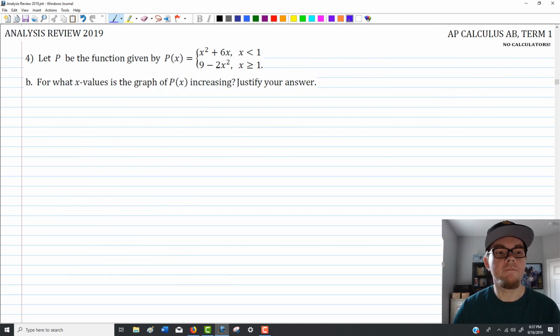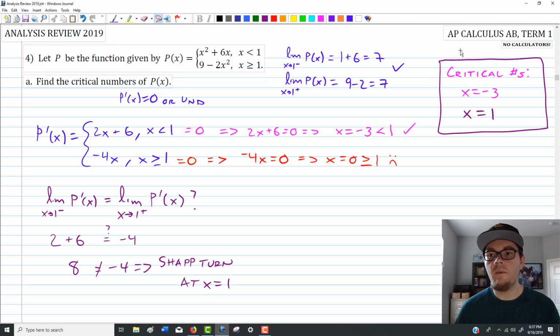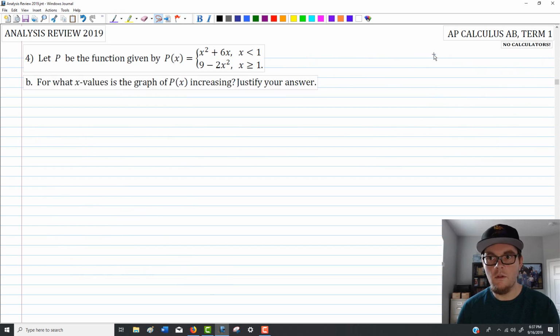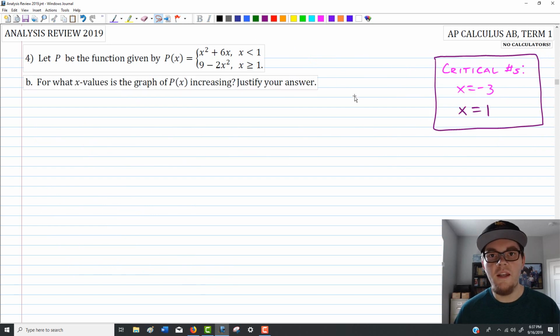We'll see. Okay, the next question. For what values in the graph of p is the graph of p increasing? Justify your answers. Well, here's stuff that we have. We just found these critical numbers. And it's critical we don't waste our time finding them again. So if we're looking for increasing or decreasing, we're going to look at the critical numbers and then compare what's happening with the derivative around them.